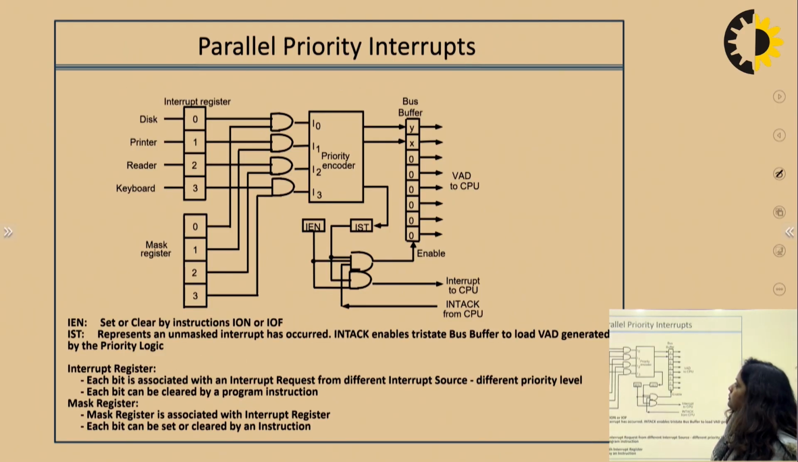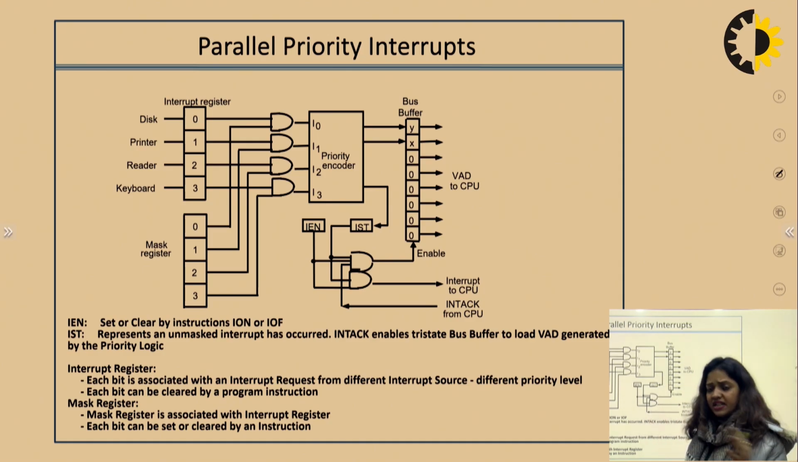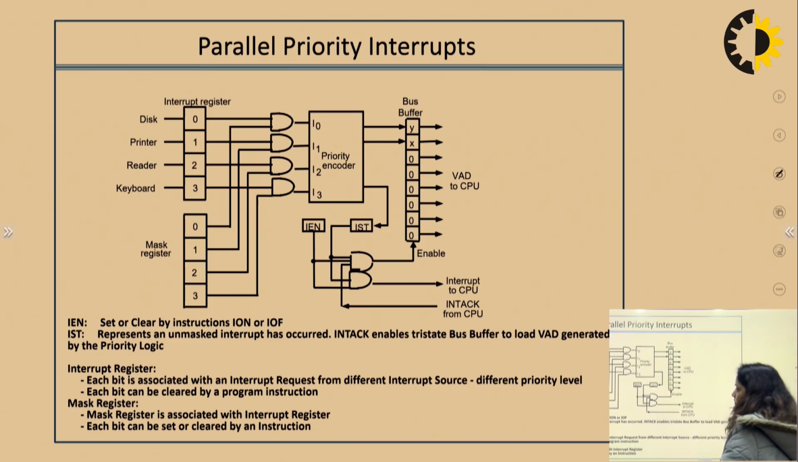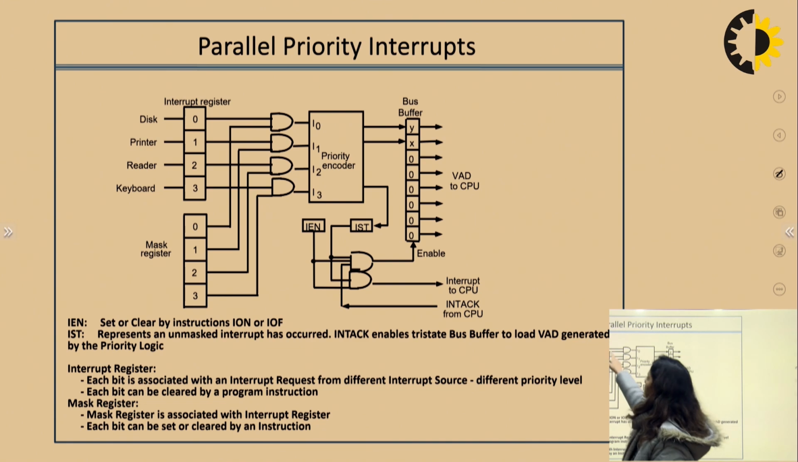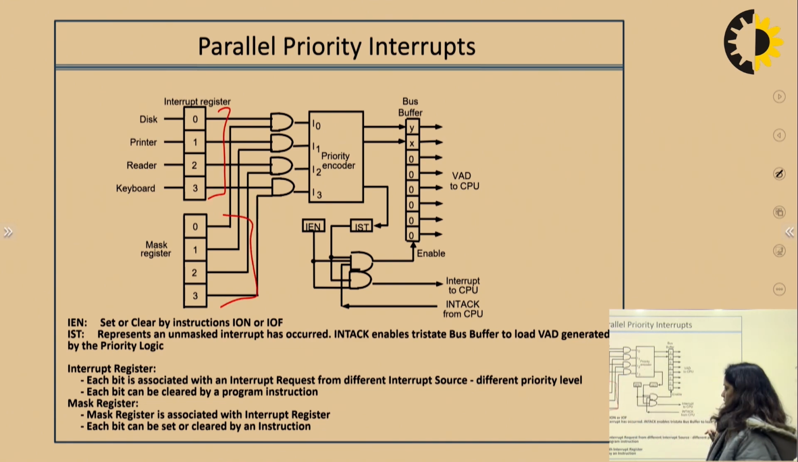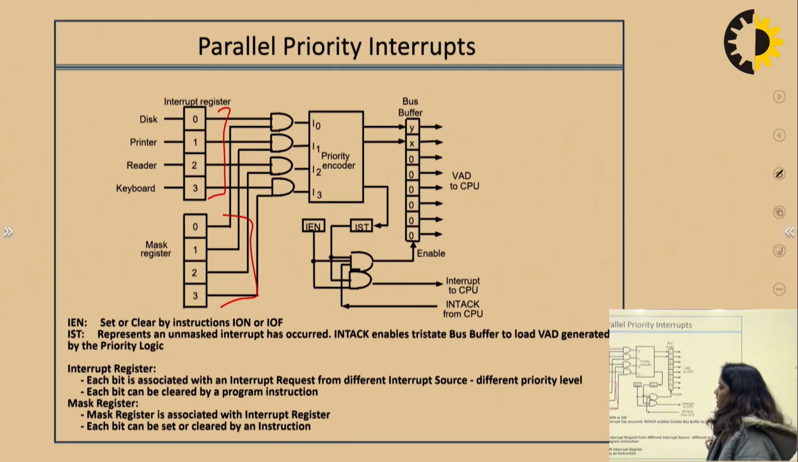Now the next type of interrupt is the parallel priority interrupt. Now in the previous scheme, the priority is on the basis of the connectivity. The first device in the circuit will be having the highest priority. Now in this scheme, all the devices are connected parallelly, and they have a fair chance to get a priority for their execution, for the task given by those devices. So they are connected in parallel.